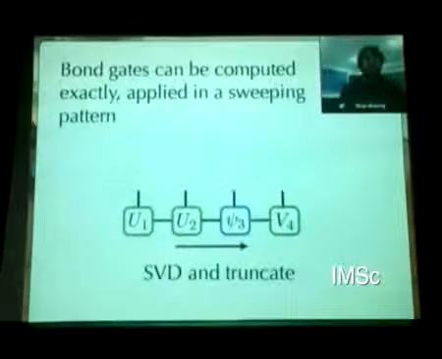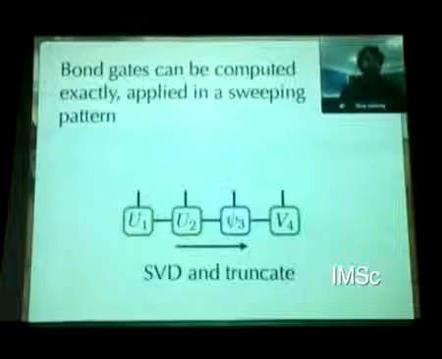Yeah. Can you, the mic, Kurma? How is it different from Chiang's algorithm for finite temperature DMRG that he had about a decade back?